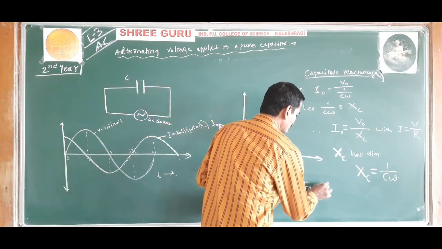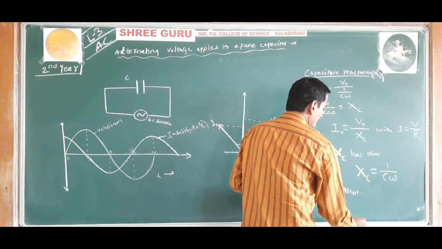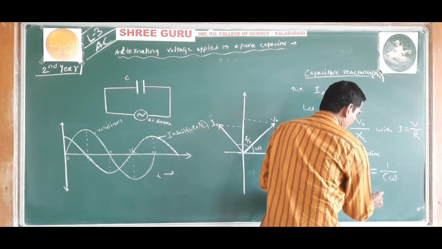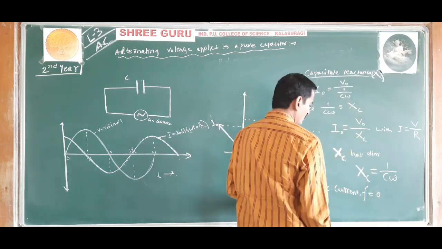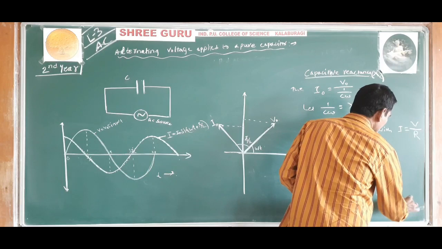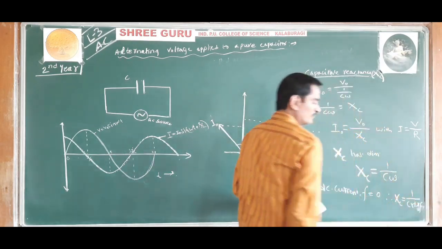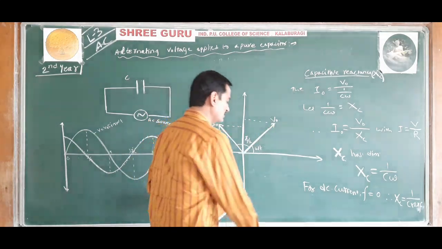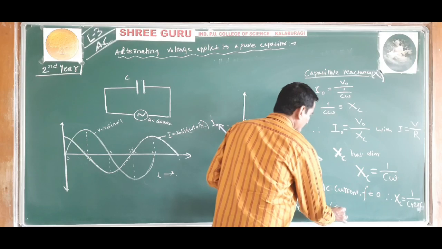Now for DC current, we know that the frequency F is equal to 0. So therefore XC is equal to 1 divided by C into 2 pi F. So XC is equal to 1 divided by 0, and 1 divided by 0 is infinity.